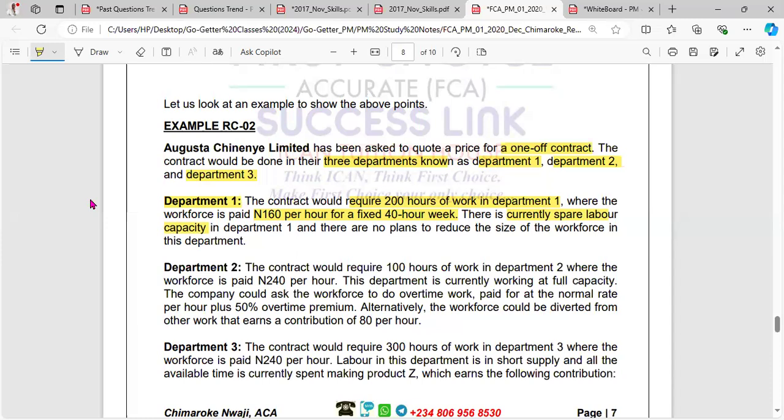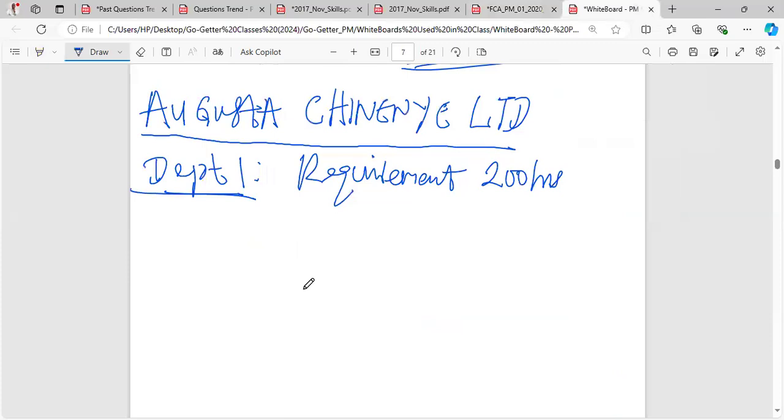So it means that the first question is answered. Is there a permanent employment? The answer is yes. We move to the next question. Do they have spare capacity? The answer is yes. So what happens? They said there are no plans to reduce the size of the workforce in this department. Since there is current spare capacity, they will do the job in their spare capacity. So the relevant cost for Department 1 is nil.